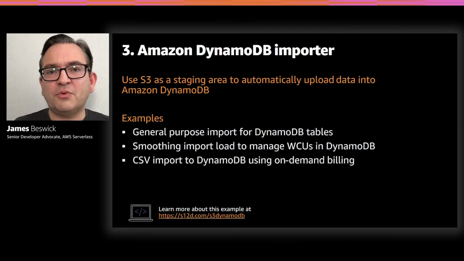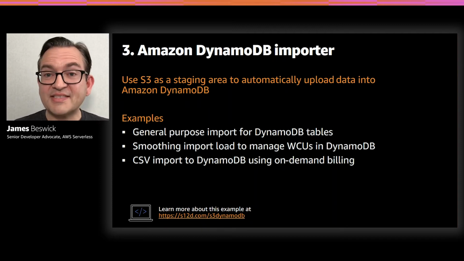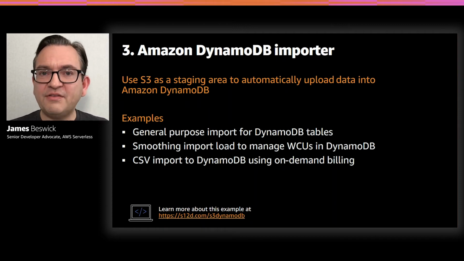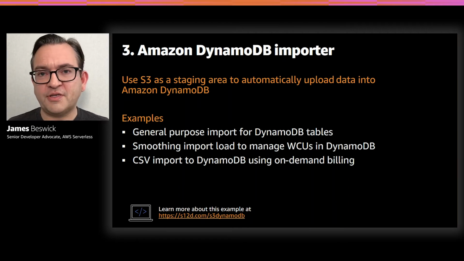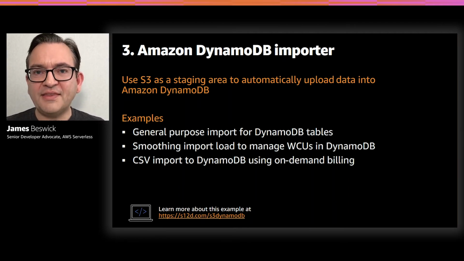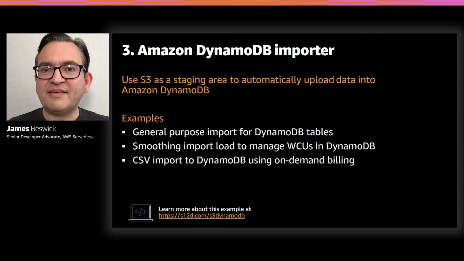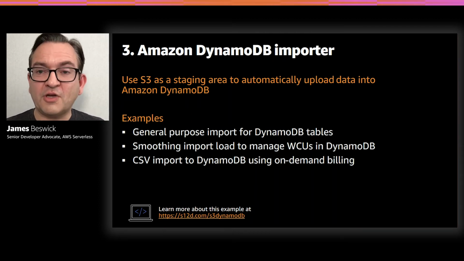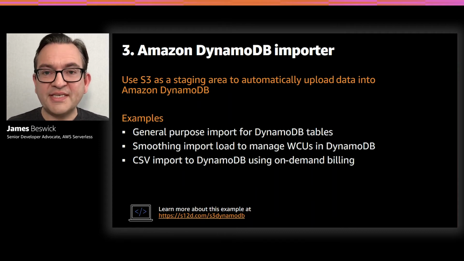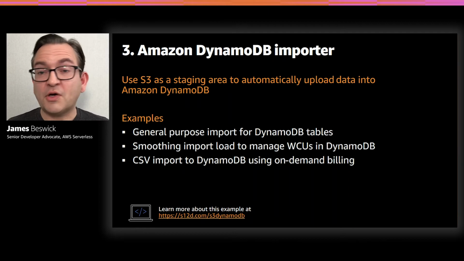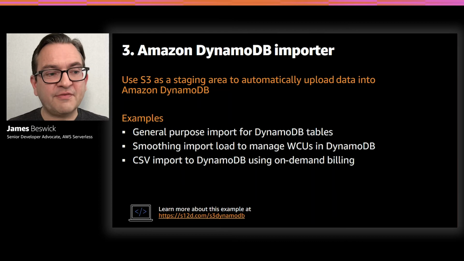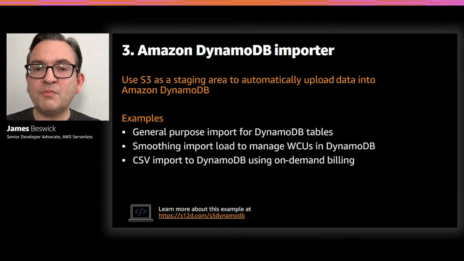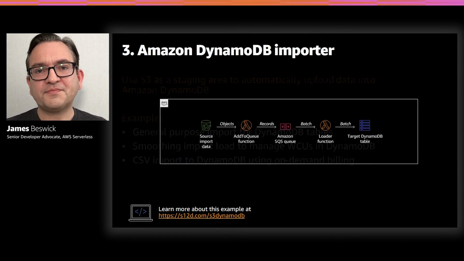So in this next example, here's how you can use S3 as a staging area to import data into DynamoDB. This can be used for a general purpose import process for DynamoDB tables, and this approach smooths out the import load to help manage the write capacity units, or WCUs, in DynamoDB. You could also use this to build a CSV import to DynamoDB using on-demand billing if you prefer as well. The entire deployable application is available at the link on the screen, together with more details of how it works.